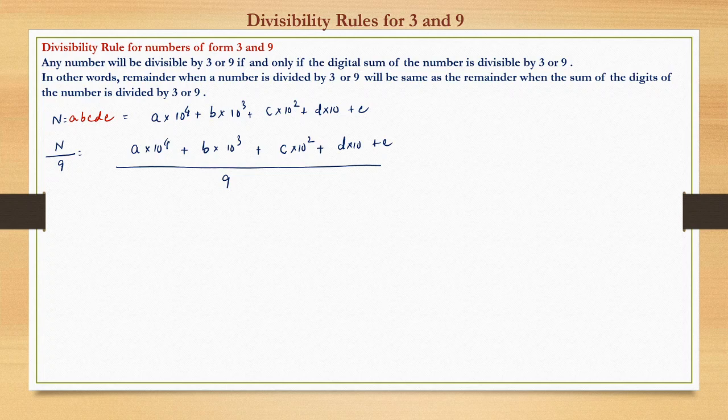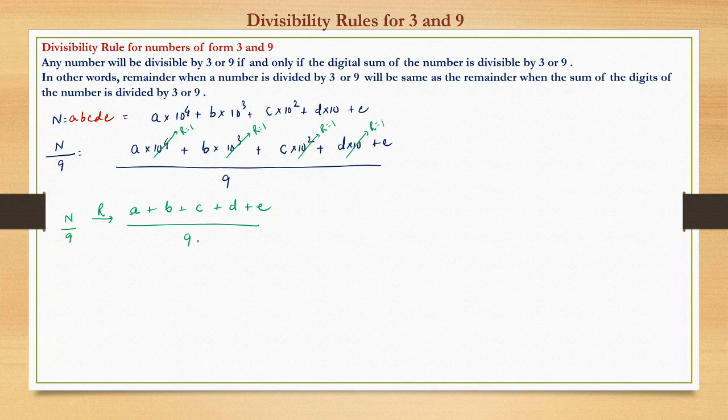Now 10 divided by 9 gives a remainder of 1. So here the remainder should be 1. This 10 raised to power 3 will also give remainder of 1, and this 10 will also give remainder of 1. So the effective remainder is A into 1 plus B into 1 plus C into 1 plus D into 1 plus E, by 9.